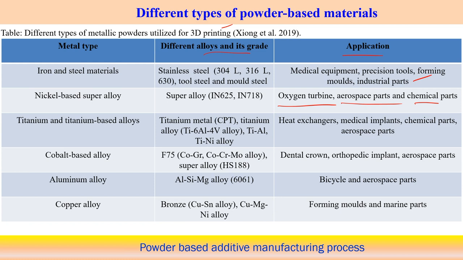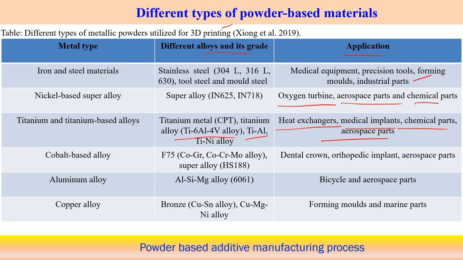Even if you look at titanium-based alloys, we can use commercially pure titanium and the typical Grade 5 Ti-6Al-4V alloy. This is a medical grade alloy, along with titanium aluminium alloy and titanium nickel alloy. So for all this combination of materials, additive manufacturing, that is 3D printing, is applicable. Here we use this for heat exchangers, medical implants, chemical parts, and aerospace parts, developed using these materials.